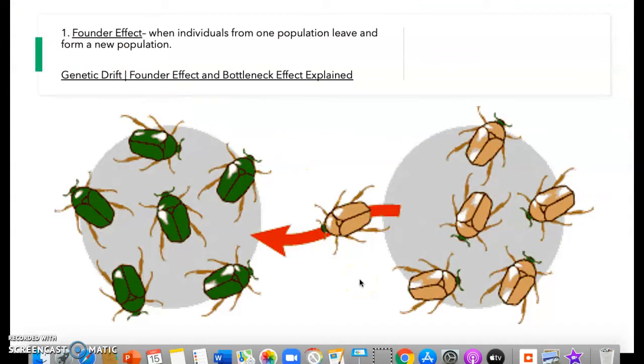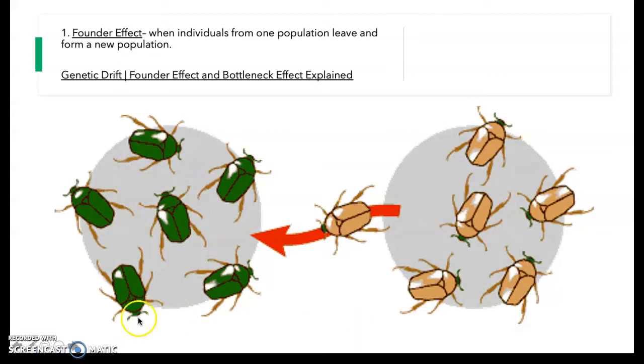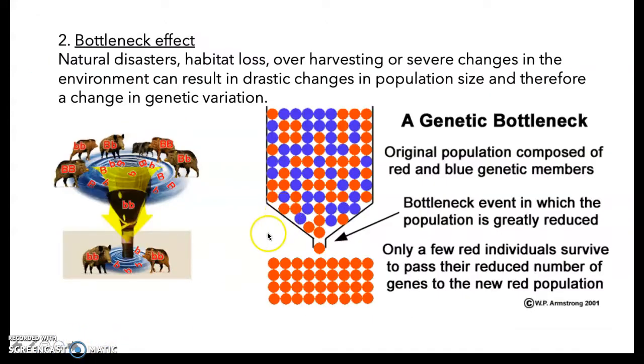All right, so that explains a little bit about the founder's effect, and the next is really going to be focusing on bottleneck. It's just a picture that depicts what the bottleneck looks like, but basically it can be caused by natural disasters or human-caused disasters, things like overharvesting or habitat destruction. So anytime there's a significant change in that population due to a chance event, it's referred to as a bottleneck.